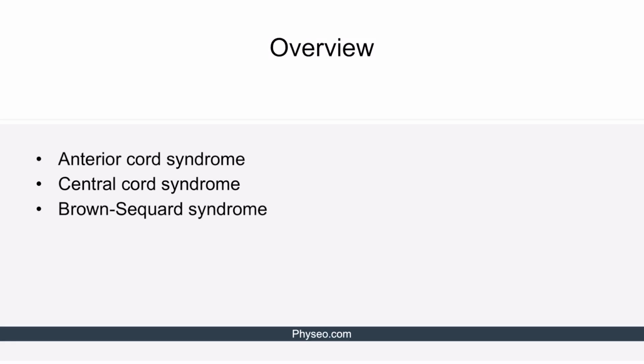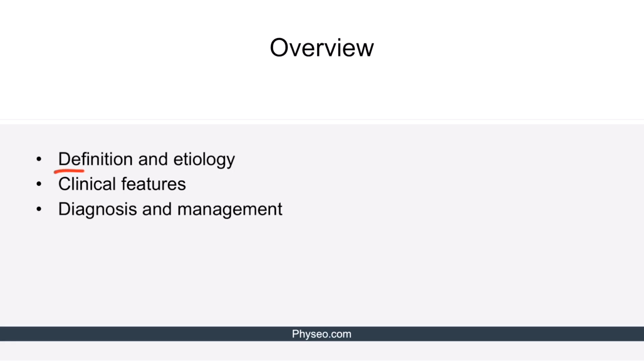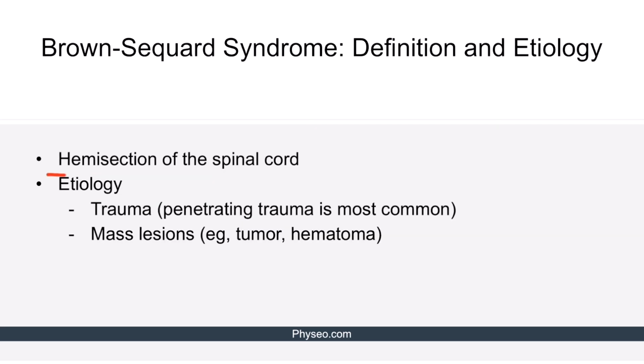Let's move to our next topic, Brown-Sequard syndrome. We'll discuss definition, etiology, clinical features, diagnosis, and management of Brown-Sequard syndrome. Brown-Sequard syndrome is hemisection of the spinal cord. This can be caused by trauma, most commonly a penetrating trauma. Mass lesions such as tumors and hematoma may also be implicated.